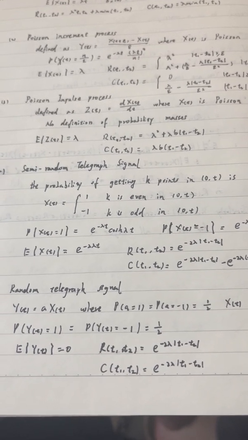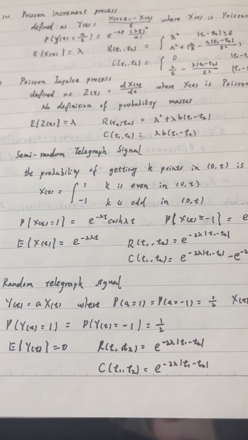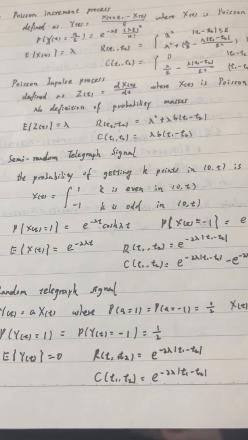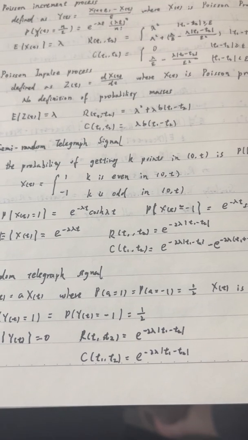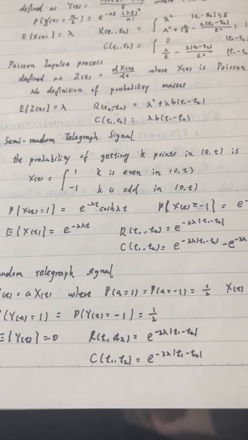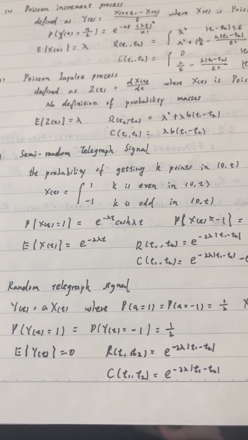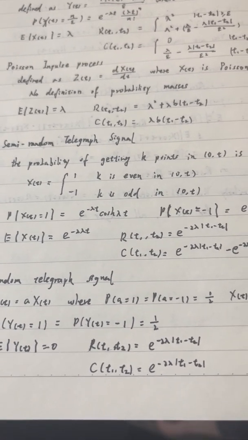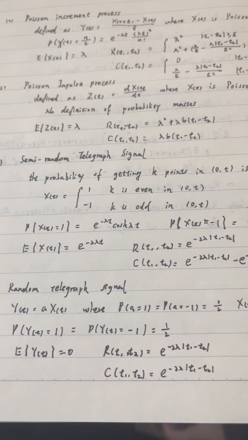And finally, the probability of Y(t) equals 1 will be equal to the probability of Y(t) equals minus 1, which is equal to 1/2. And expectation will be 0, and the autocorrelation will be e to the power of minus 2 lambda times the absolute value of tau, and the autocovariance is actually the same value. And actually, you can tell it is WSS because the expectation of it is a constant 0, and the autocorrelation is only related to the tau.